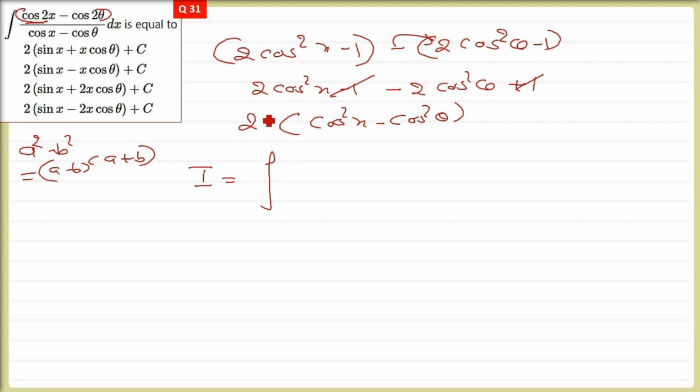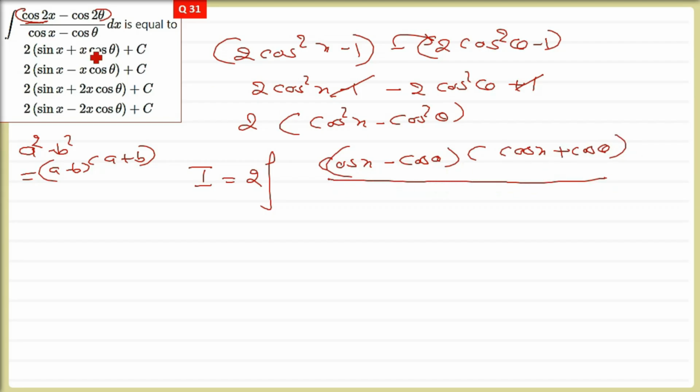So what we got out of the numerator is 2 times cos square x minus cos square theta. 2 I am taking outside. So we have cos square, a square minus b square. Cos square x minus cos square theta is a minus b into a plus b: cos x minus cos theta and cos x plus cos theta. Denominator is cos x minus cos theta. You can write it here. What is the benefit? You can cancel this cos x minus cos theta, numerator, denominator. Only twice of cos x plus cos theta will remain.